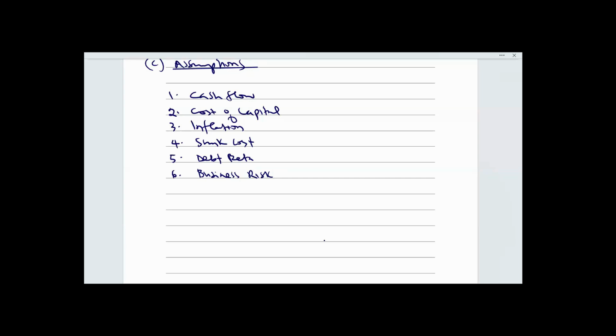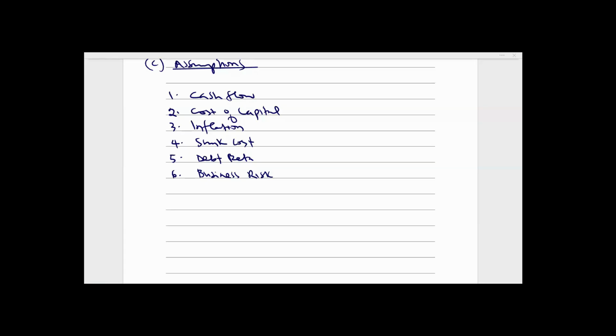Then number 4, we talk about sunk cost. In the question, in the first paragraph, you are given patent rights. You then say the patent right of 15 million naira and the development cost of 20 million naira are sunk costs and therefore not relevant to the calculation. That's our assumption on that.